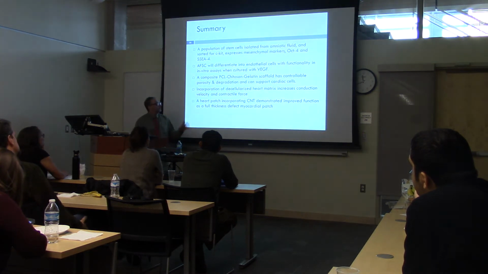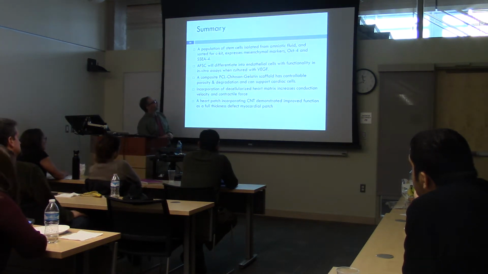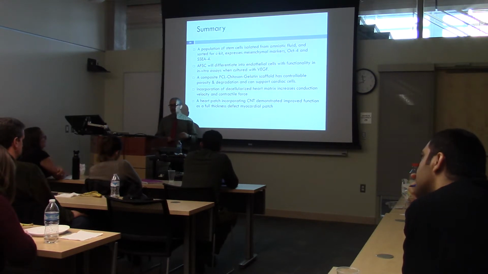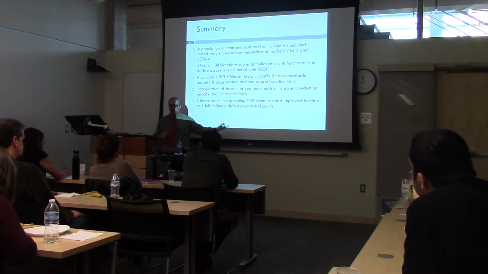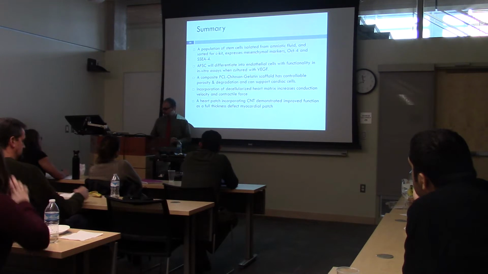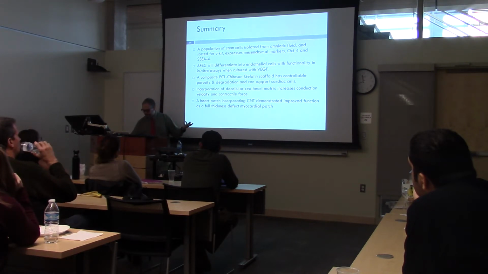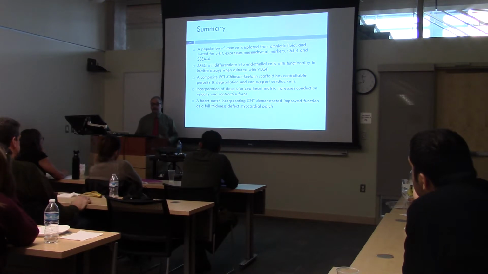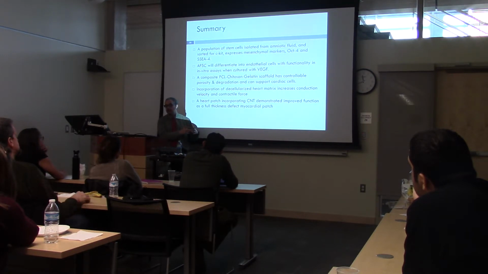So in summary, I've shown this population of stem cells isolated from amniotic fluid. We can make those into cardiomyocytes going through an IPS stage. We can make them into vascular cells. We can develop these composite grafts that we can implant in a rat model and replace part of the right ventricle of a rat, and these become somewhat muscularized.